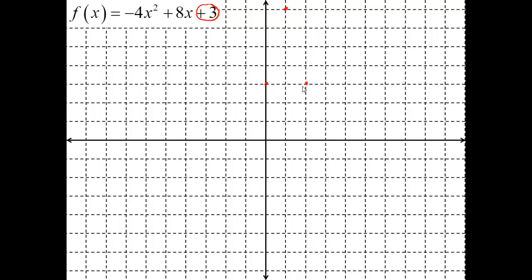So I go down 4 over 1. My next step would be to go down 12 over 1. Let's see if it fits. 1, 2, 3, 4, 5, 6, 7, 8, 9, 10. I needed 2 more points on my screen. You might have been able to graph it on your graph paper. But once you've run out of space, then we can go ahead and connect the dots. And I have my perfect parabola opening down starting at the vertex of 1, 7.